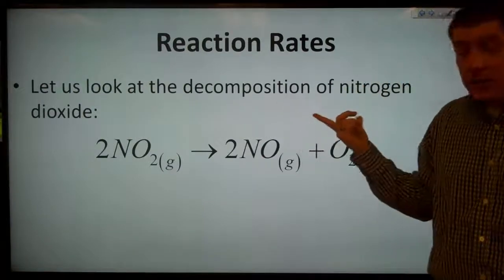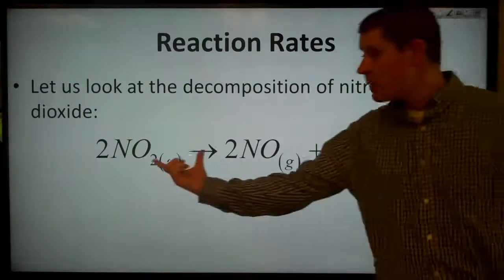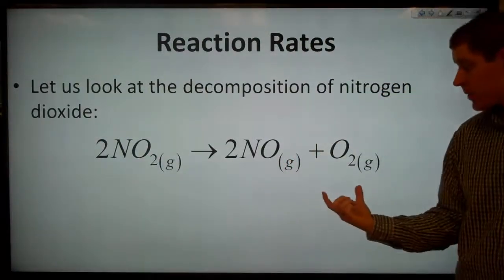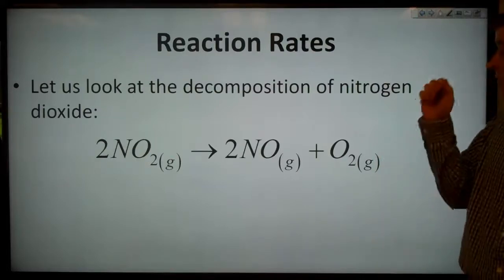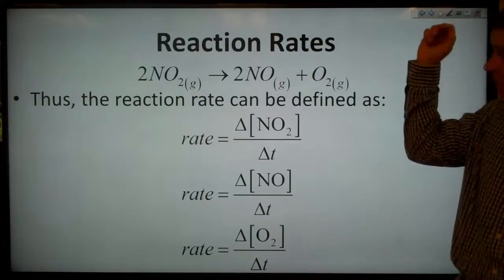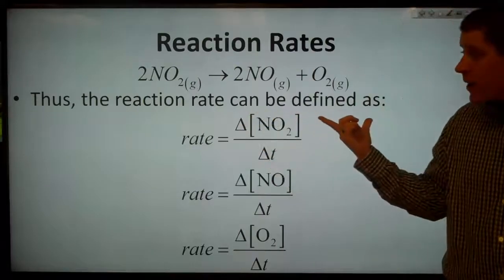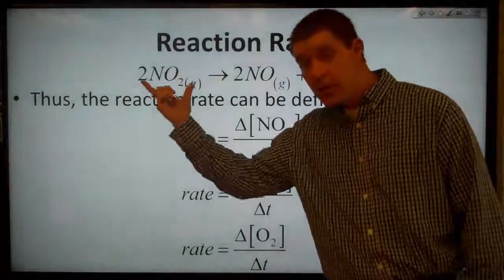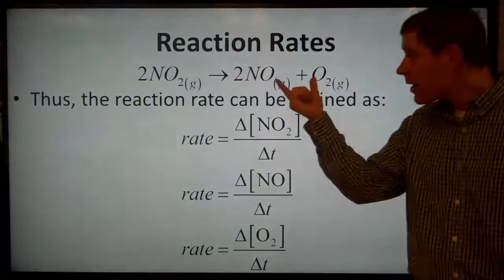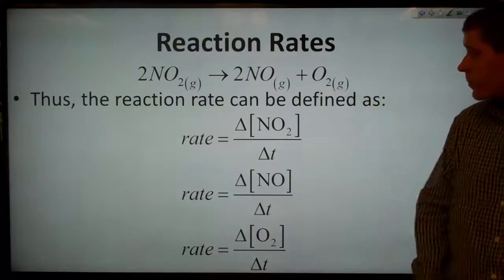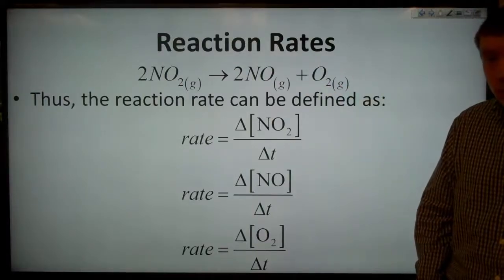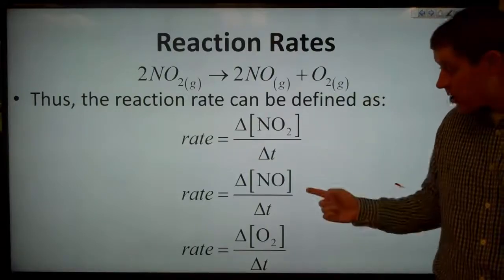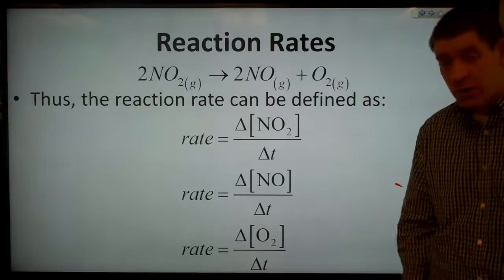So let's look at the decomposition of nitrogen dioxide. We have 2 NO2 gas decomposing to yield 2 NO gas and 1 oxygen molecule. We can define a reaction rate either by our reactant, the nitrogen dioxide, by our product, nitrogen oxide, or by our other product, oxygen. So we can define it as a change in NO2, a change in NO concentration, or a change in O2 concentration.